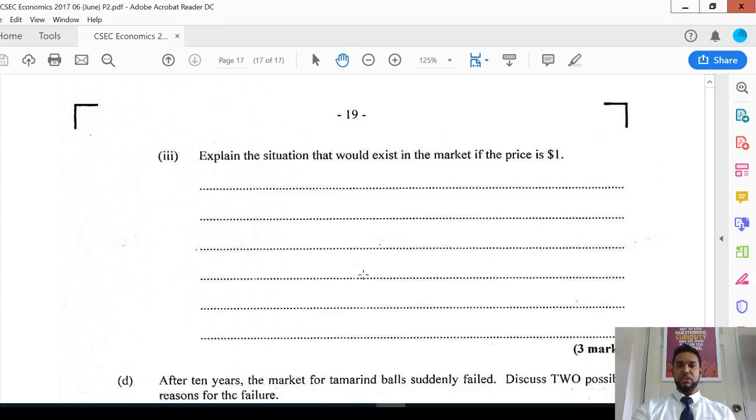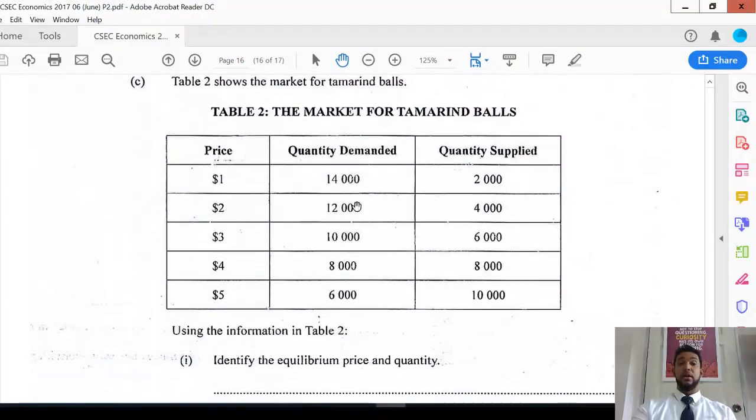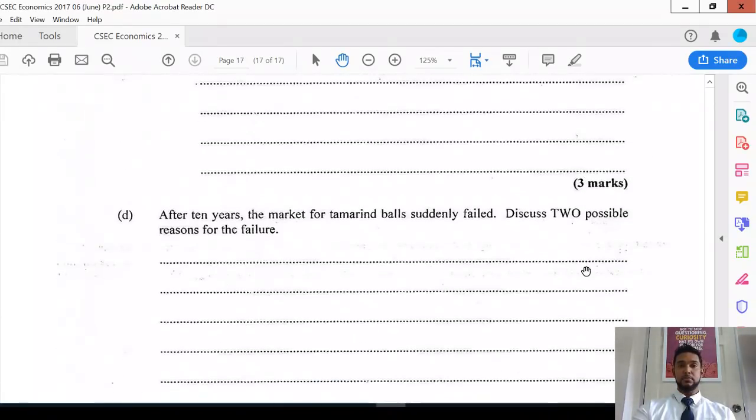Explain the situation that would exist in the market if the price is $1. A surplus in demand? No. A shortage, which means demand is greater than supply. So yes, you have a surplus of demand and a shortage of supply. And it would force what? Upward pressure on price. Price to rise.